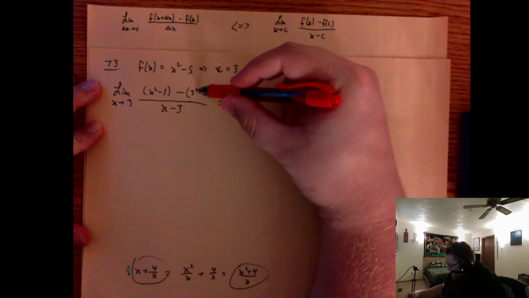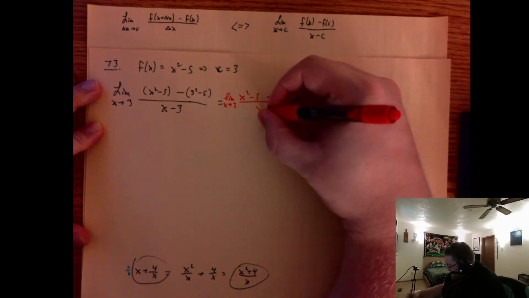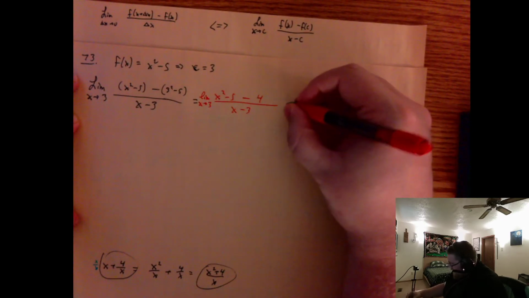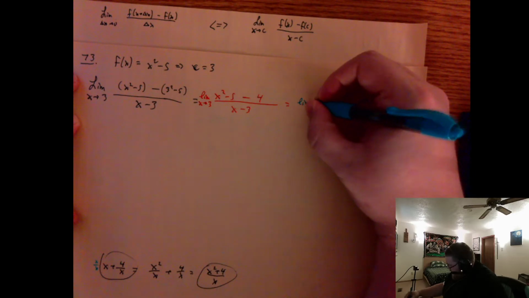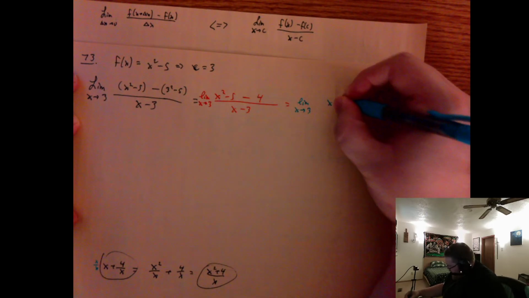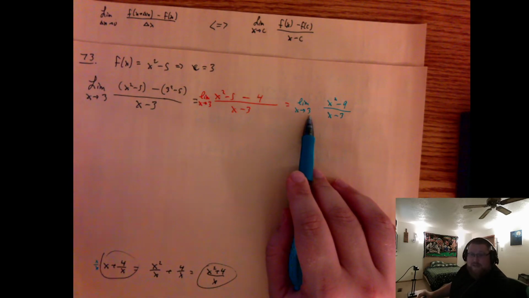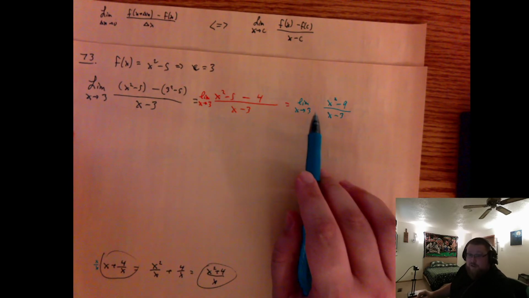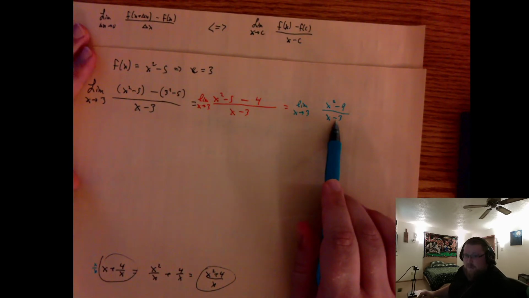Minus 3 squared is 9, minus 5 would be 4, so that would be x squared minus 5 minus 4 over x minus 3. This would become the limit as x approaches 3 of x squared minus 9 over x minus 3. Now you can see that if I plug in 3 at any point in time, I end up with 0 divided by 0. So nothing has really changed compared to the old one, right? We still constantly end up with 0 divided by 0.